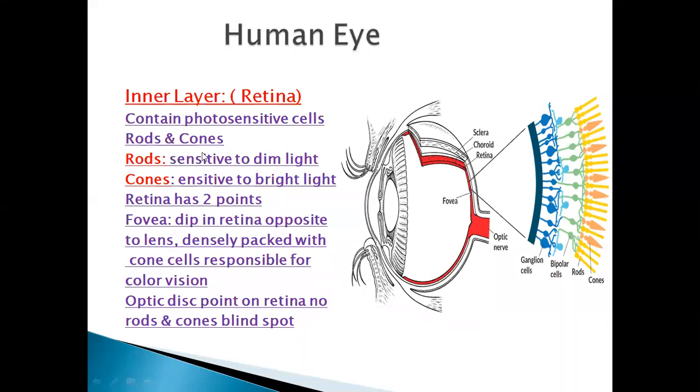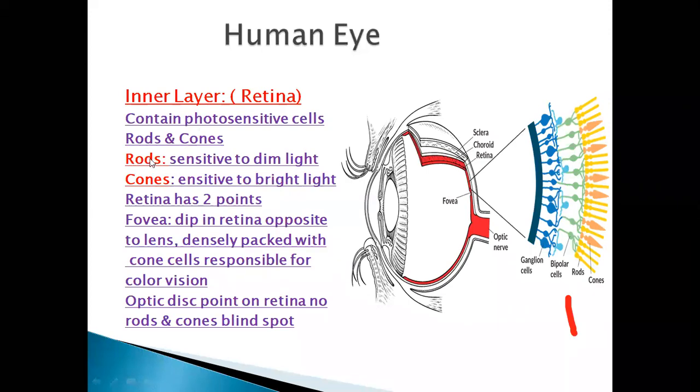What are the rod cells? Sensitive to dim light. If you can see things in dim light, it means you are watching them with the help of these cells in your eye, and they are the rod cells. Next is the cone cells. They are sensitive to bright light. They help you to see in the bright light, and they are the cone cells. So the inner layer contains these two types of photosensitive cells. One is the rod and the other one is the cone.